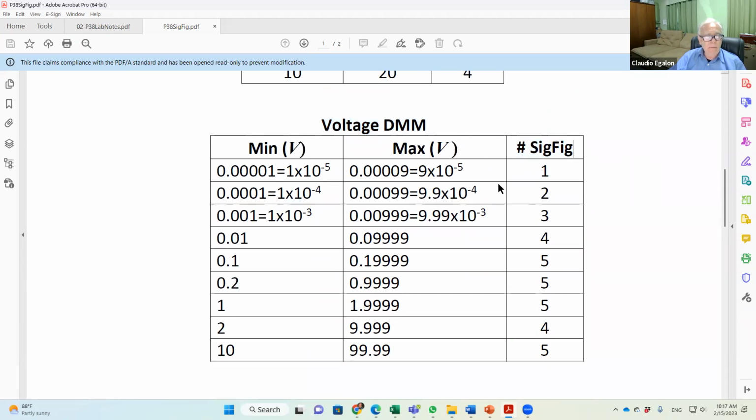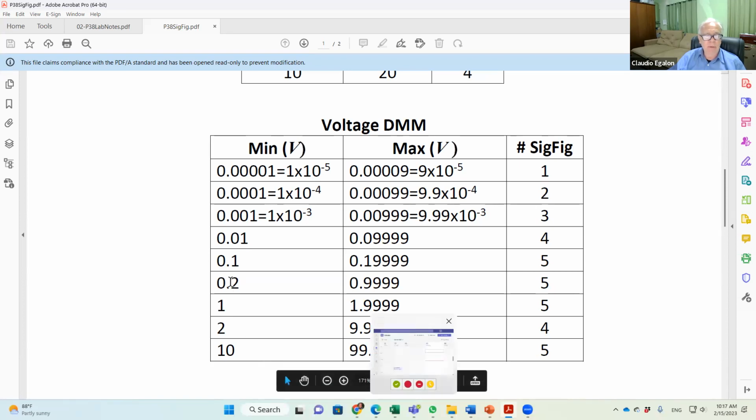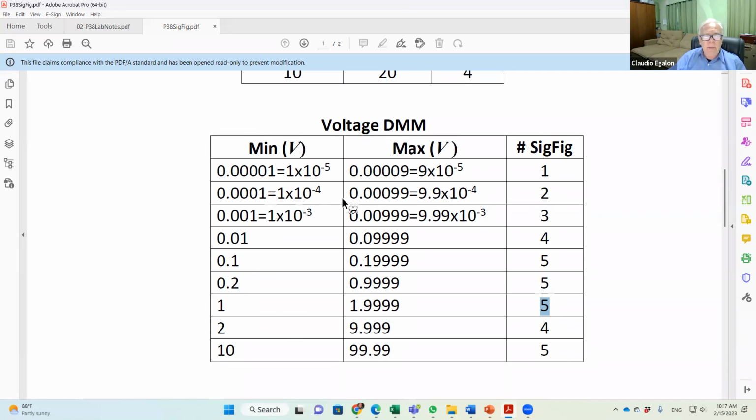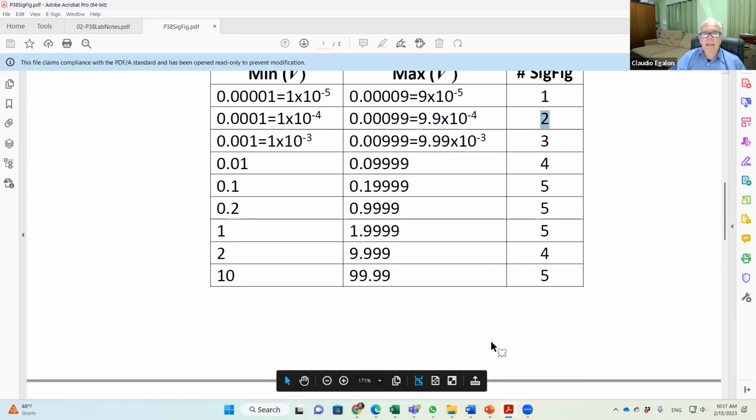Okay, so if we are measuring slightly less than 1 volt, like it happened in one of the measurements below, then you're going to end up having 5 significant figures. If you are measuring slightly more than 1 volt, then you're going to have 5 significant figures as well. All depends on the value of your voltage, okay? If your voltage is between these two values, you're going to have only 1 significant figure. If the voltage is between those two values, you're going to have 2 significant figures, and so on, okay? So that's how you use this table.